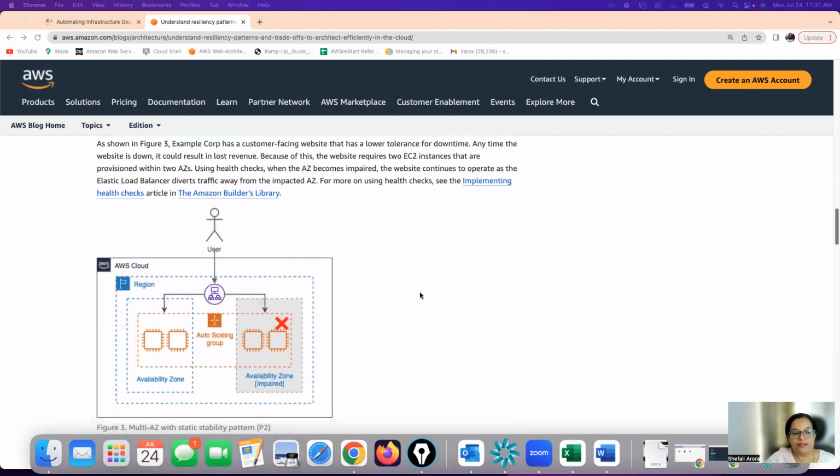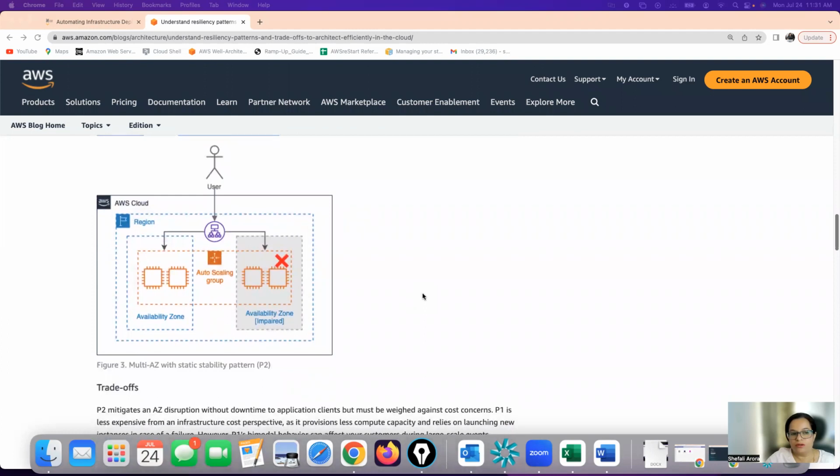Now let's check the architecture diagram here. So you can easily find out the difference between P1 and P2. In this pattern, we have multiple instances in each AZ. Again, it covers the AZ-level resilient architecture. Now, this pattern uses static stability to prevent the bimodal behavior. So this system remains stable and operates in one mode, irrespective of changes to its operating environment.